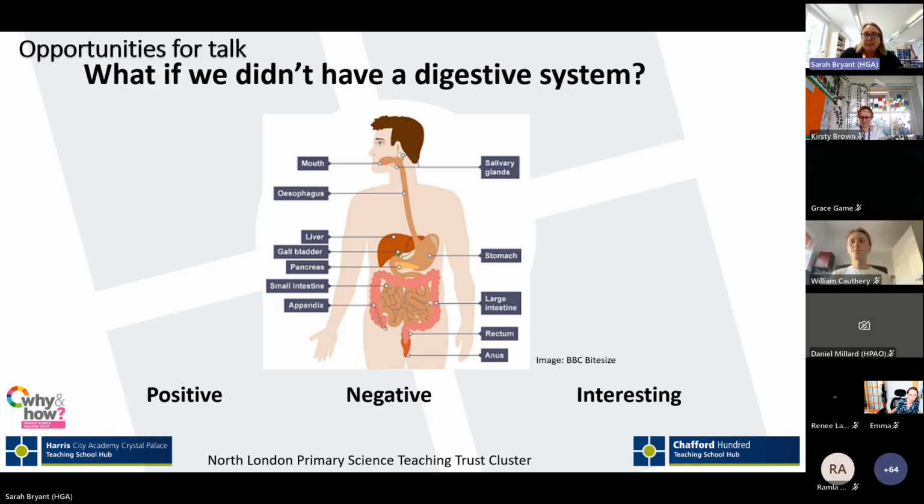So what if we didn't have a digestive system? Positive, negative, and interesting. So giving children a question and then asking them for a positive comment about it, a negative comment about it, and maybe something that's interesting that they thought of about that scenario.